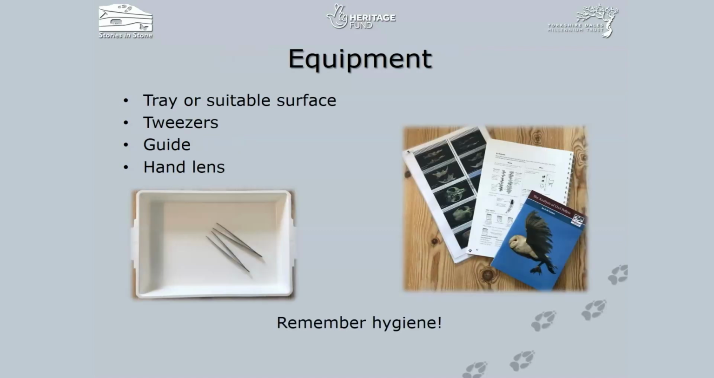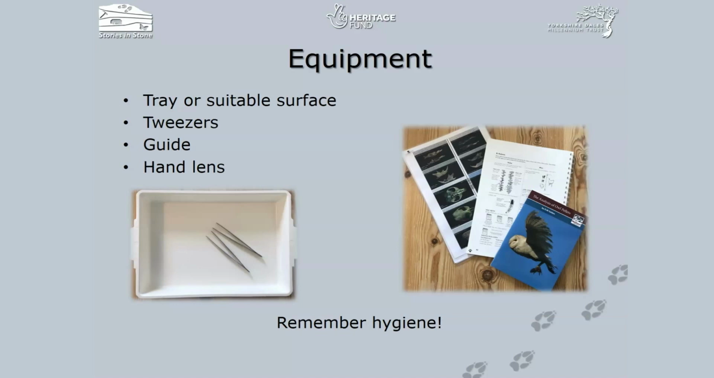Equipment wise, it's wise to have some dedicated equipment in order to do this. You can be inventive with the things that you use. You don't necessarily have to purchase items specifically for this. I just imagine that if you were to, say, use a white plate that people then eat off, they may well be a little bit upset to find that you've used that to dissect owl pellets.